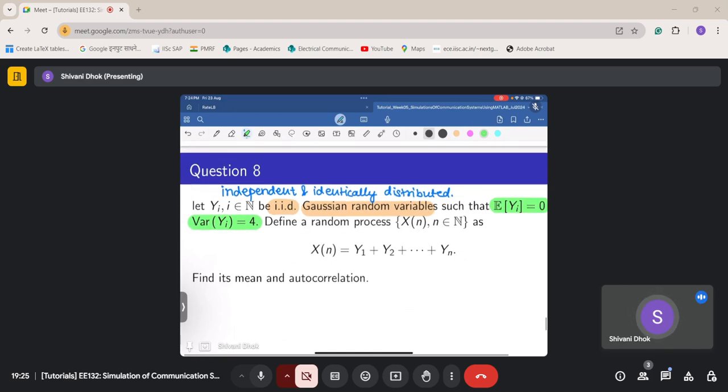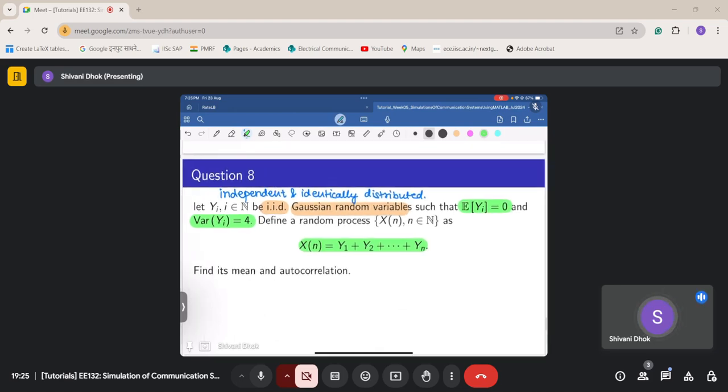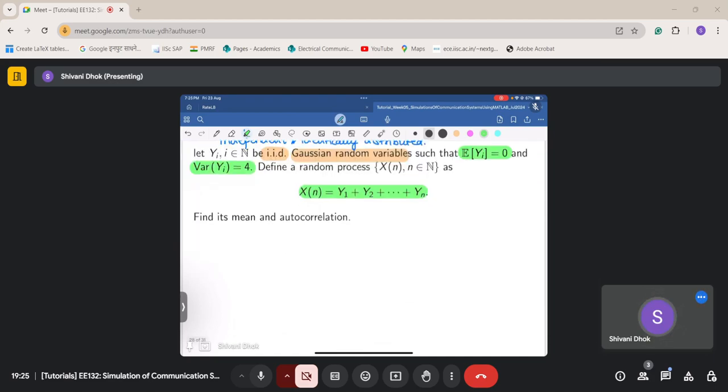Now what they have done is define another random process. So x of n, for n in natural numbers, is the sum of all of these yi's. So if it is x of n, then you will have y1 plus y2 till yn. If it is x1, it will be simply y1. If it is x of 2, it will be y1 plus y2 and so on. So this is another random process that they have defined based on these IID Gaussian random variables. What they have asked us to do is find its mean and autocorrelation function. So these are the two things that we need to figure out.